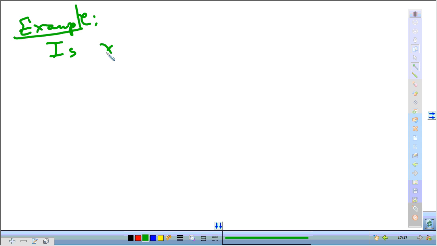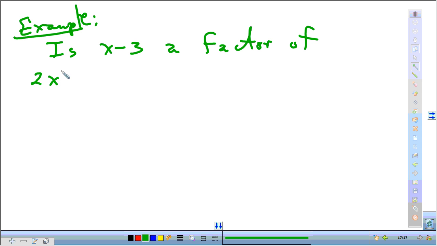Okay, now make a big look at these factorings, and we could ask, is x minus 3 a factor of a particular polynomial? In this example, is it a factor of 2x cubed minus 3x squared minus 8x minus 3?